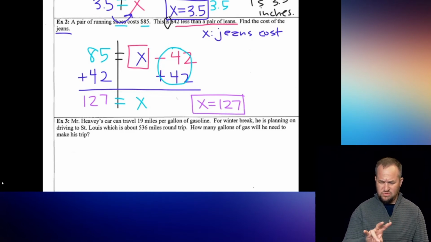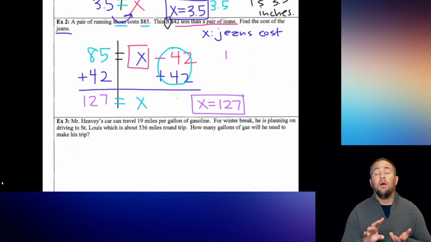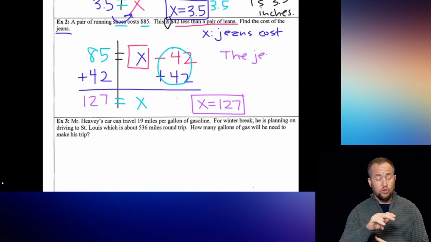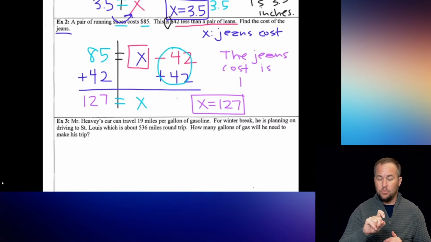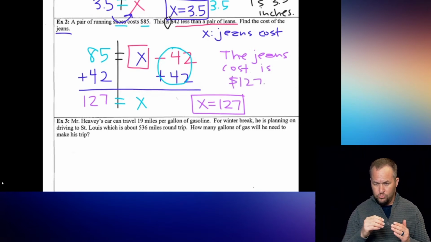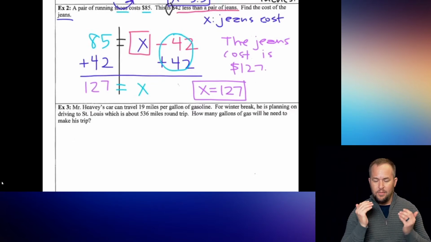Now you need to also interpret what that means. So what that means is that the cost of the jeans, so the jeans cost $127. Notice again I have a label with a period at the end of our sentence and a capital letter at the beginning. All right, moving right along into example 3 from Mr. Heavey.